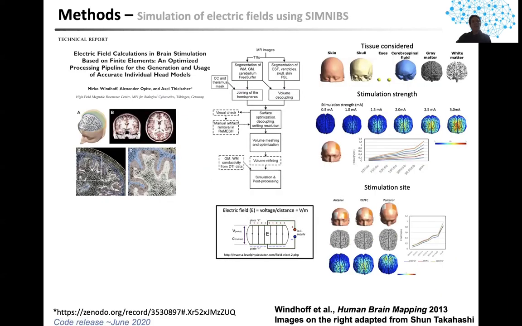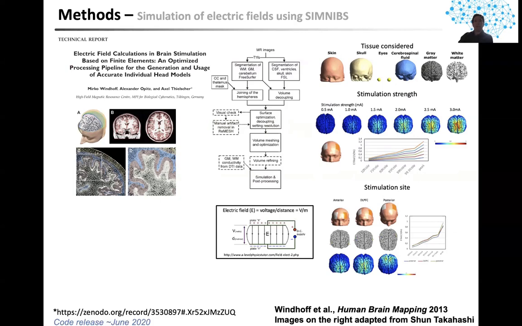The method of SimNIBS simulation has been published by Windhoff, Alexander Opitz, and Axel Thielscher in 2013, and it's based on T1 weighted data. You could also include T2 weighted data. They use FSL and FreeSurfer, and they take into account skin, scalp, eyes, and tissue groups like gray matter, white matter, and CSF.